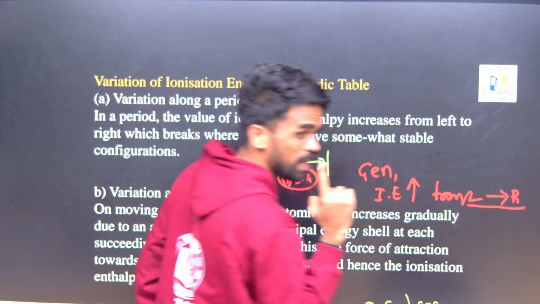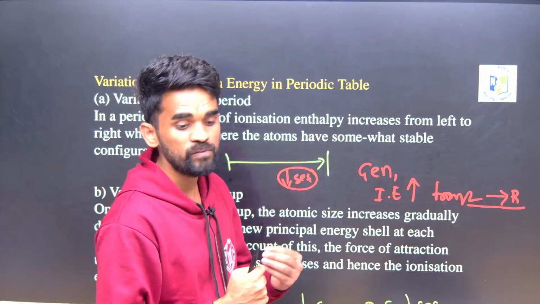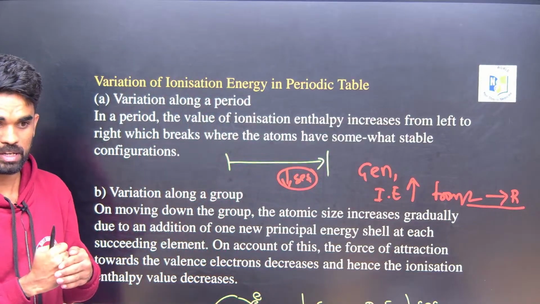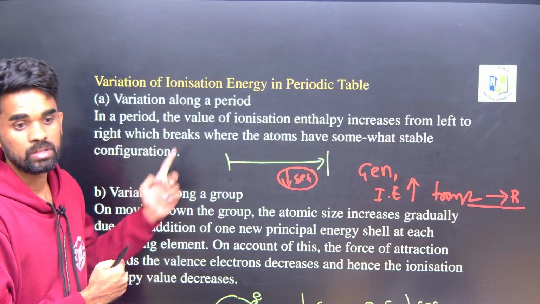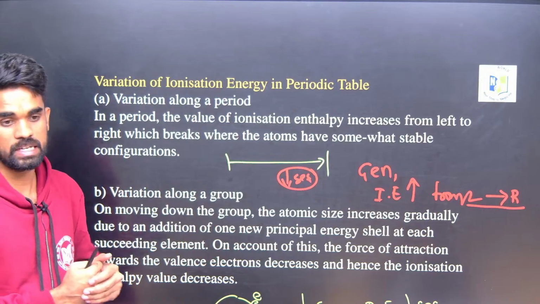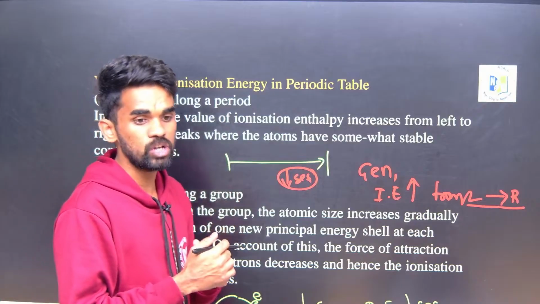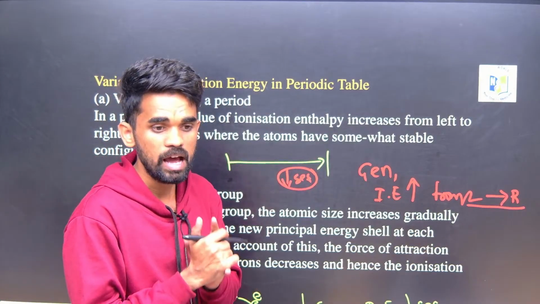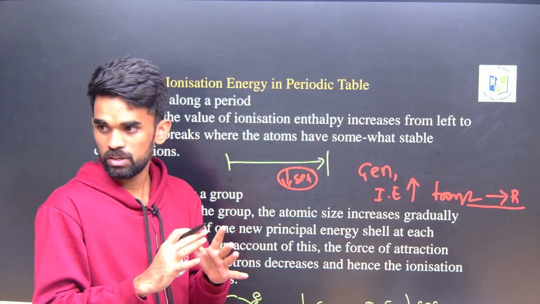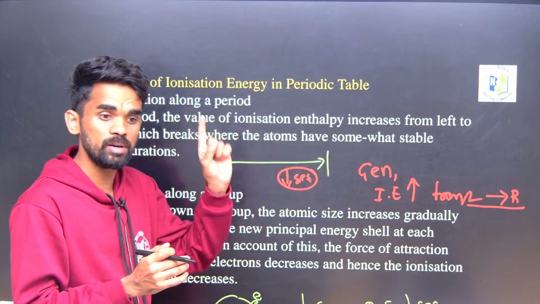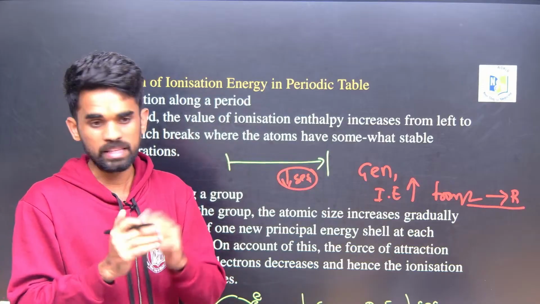Okay, and there are some exceptions here. We see these exceptions when we have half filled and fully filled electronic configurations. So one of the factors affecting ionization energy is electronic configuration, that is, half filled and fully filled electronic configuration. Species containing half filled and fully filled configurations are highly stable. So removal of an electron from that species will be difficult. Therefore their ionization energies will be greater when compared with the neighboring or adjacent atoms.